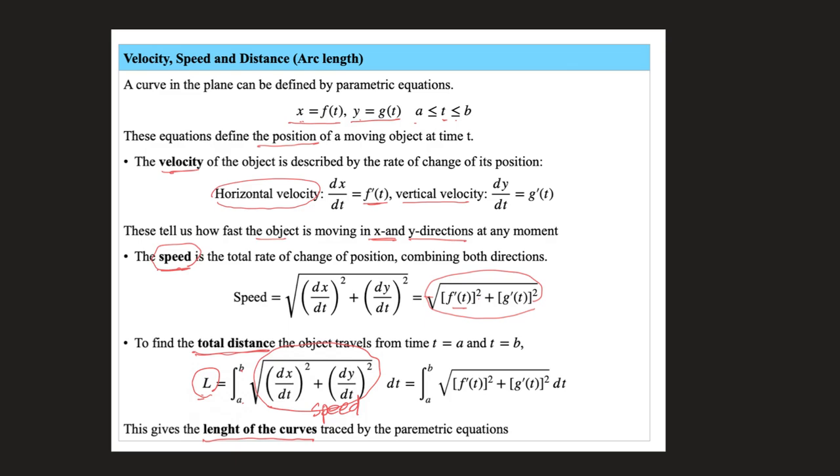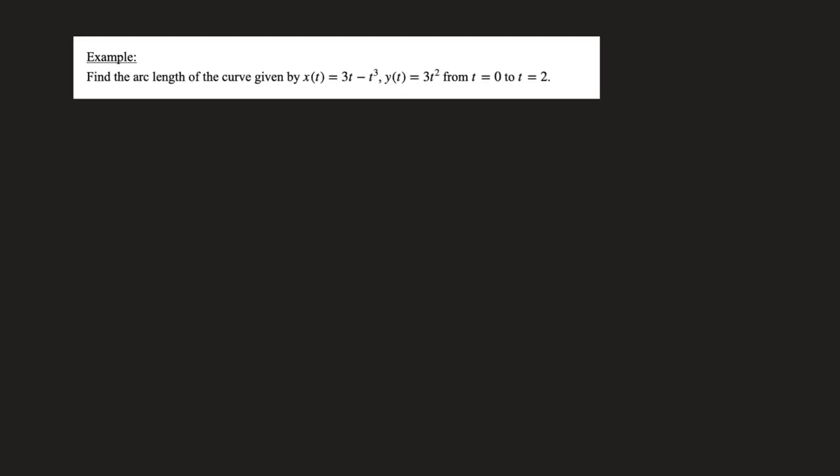So we're going to practice finding total distance by using an example. Here is a parametric equation, and they give the time. I want to find the arc length of the curve. Another way to say it, the total distance they travel between 0 and 2. So what you have to do first is find the speed. Before we find the speed, we have to find the velocity of each component. So x prime t is going to be 3 minus 3t squared. y prime t is 6t. This is the horizontal velocity and the vertical velocity.